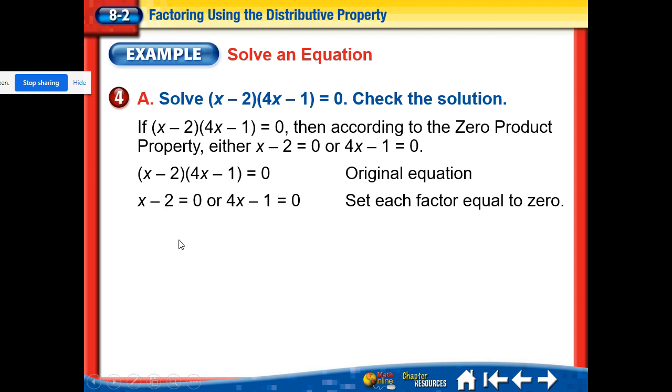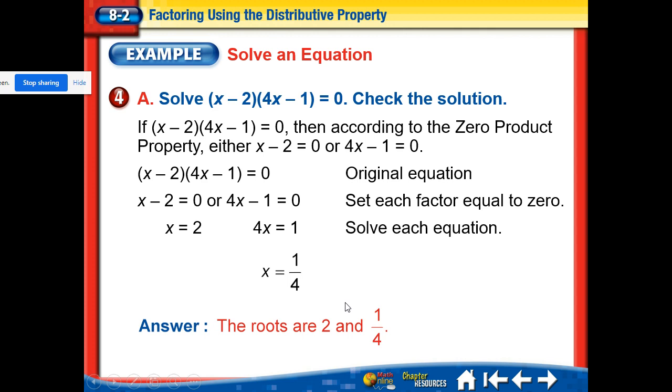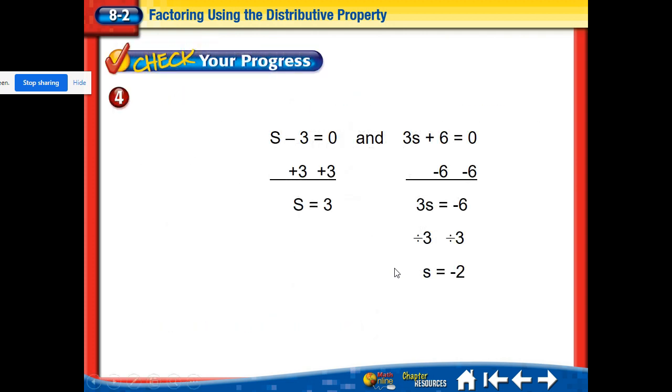So over here, I can add 2 to get 2. Here I can add 1 and get 1, and then I have to divide by 4 here, so I get 1/4. So the two possible answers that would work for this are 1/4, because that would make this 0, or 2, which would make this 0. So the answers are 2 and 1/4, and we call them roots, or solutions. Both are acceptable.